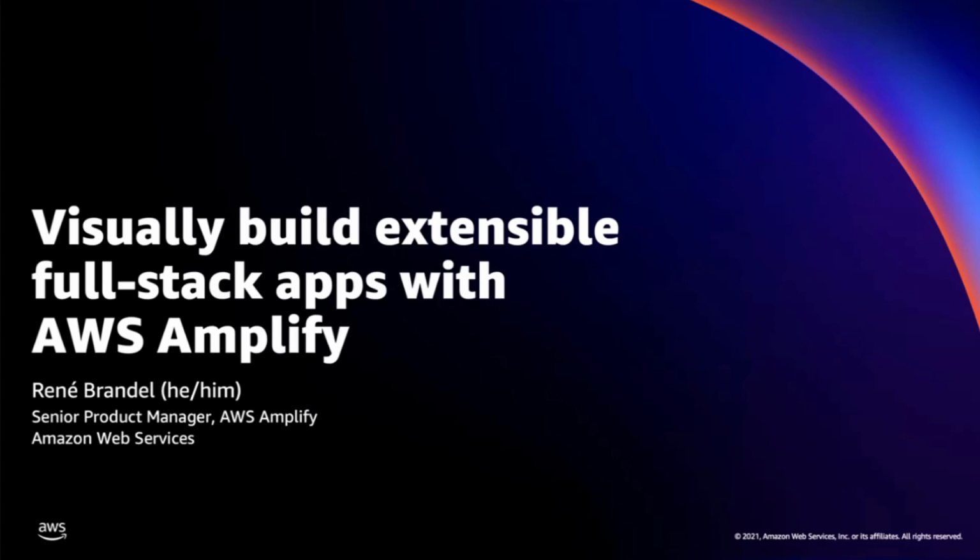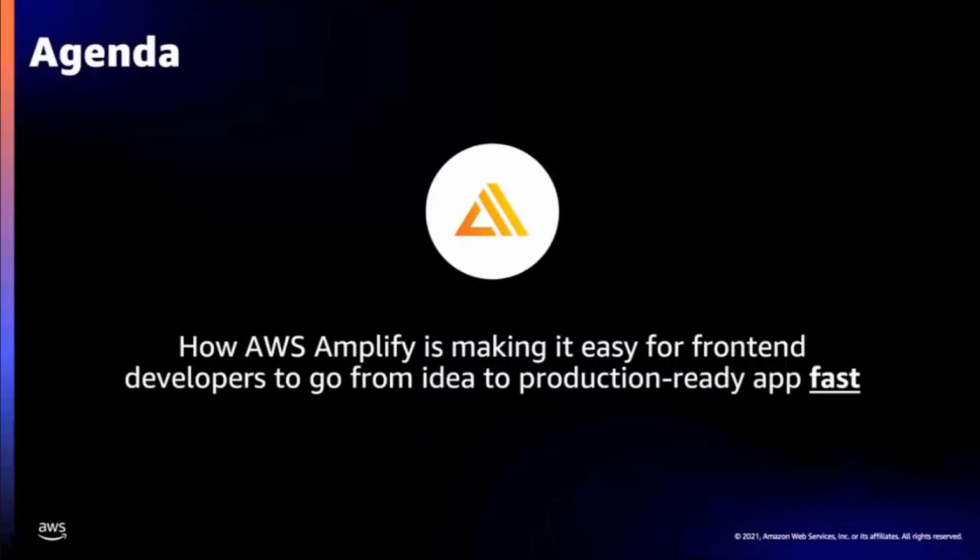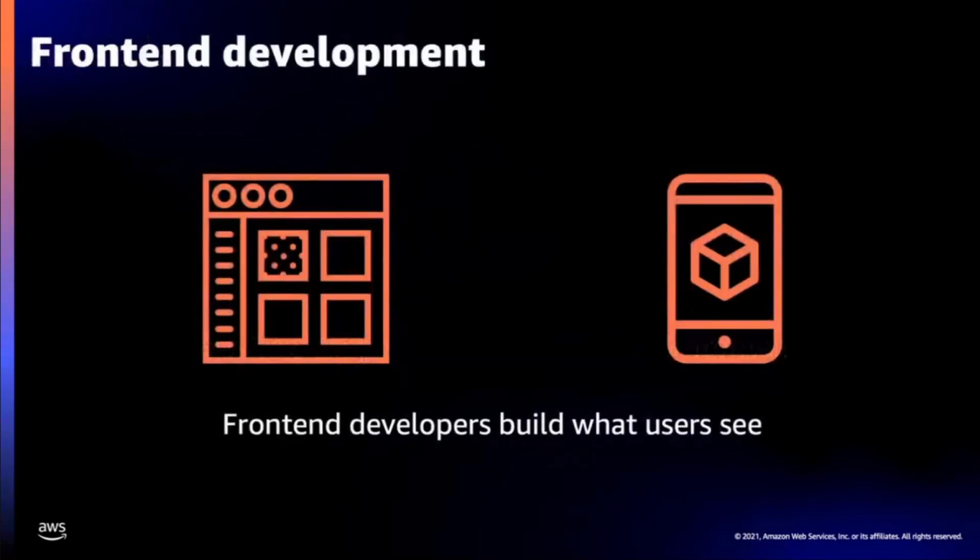Now, there's quite a few things to cover, but really today what we care about is how AWS can make it easy for front-end developers to go from an idea to a production-ready app really, really fast. Now, what does that mean? It's very loaded. So let's look at who we're talking about here.